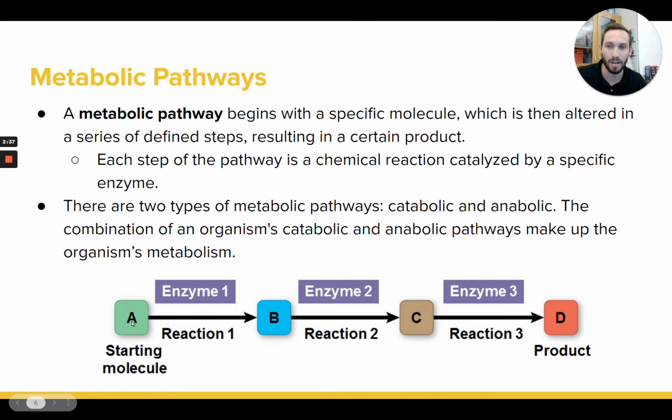You have some kind of starting molecule A, and we're trying to turn it into molecule D. But oftentimes there's not just a simple one and done reaction that can do that. And there's a pathway of reactions that have to take place. So you have to first turn A into B, and then B into C, and then finally you can turn C into D. And so that's just a small metabolic pathway, a small illustration of one. But each of those reactions is controlled by different enzymes that are involved that make up that metabolic pathway.